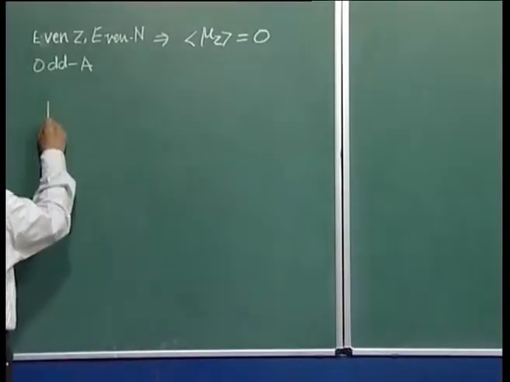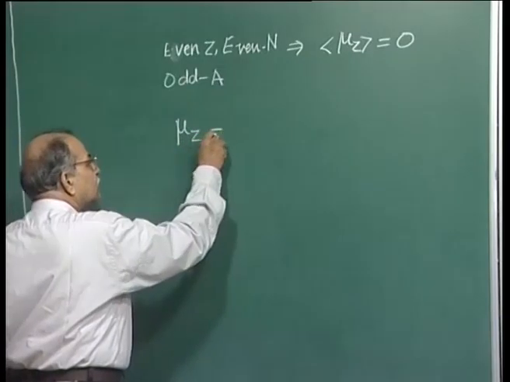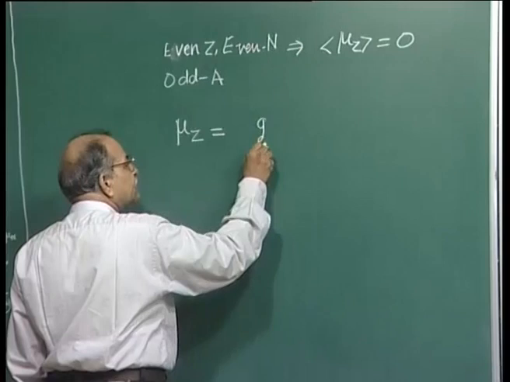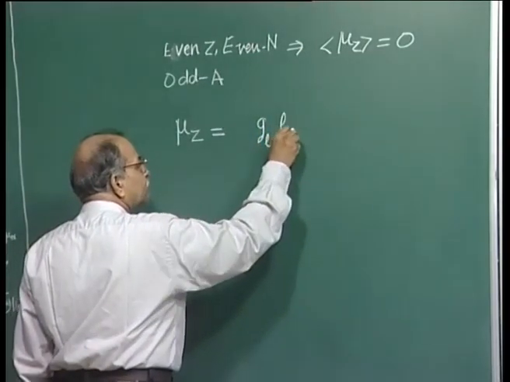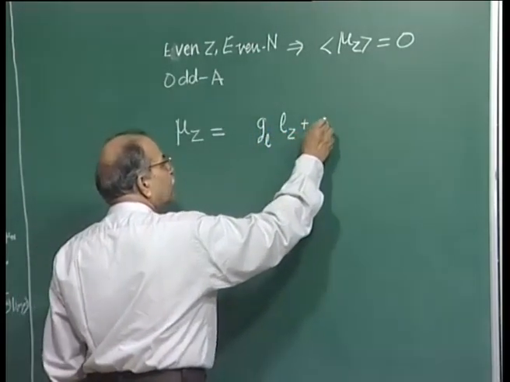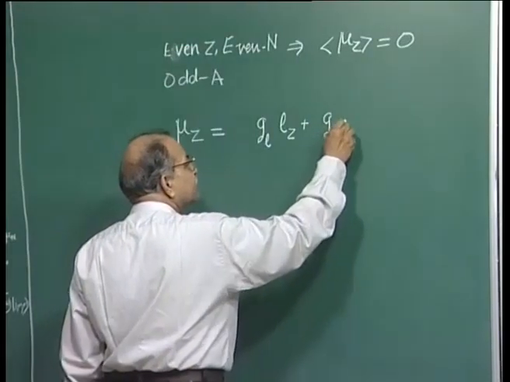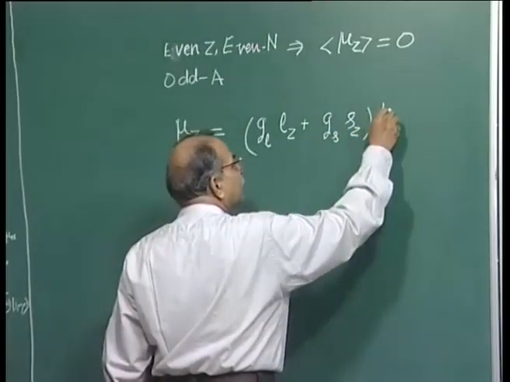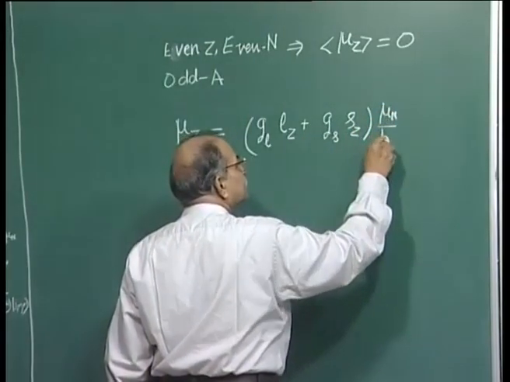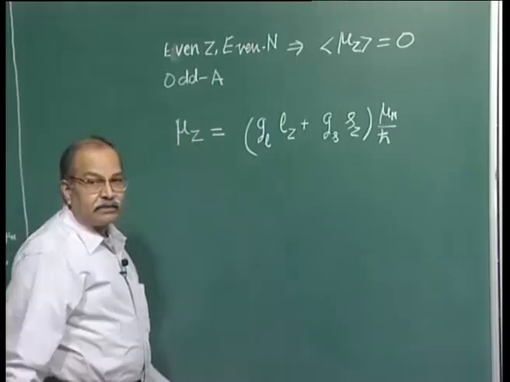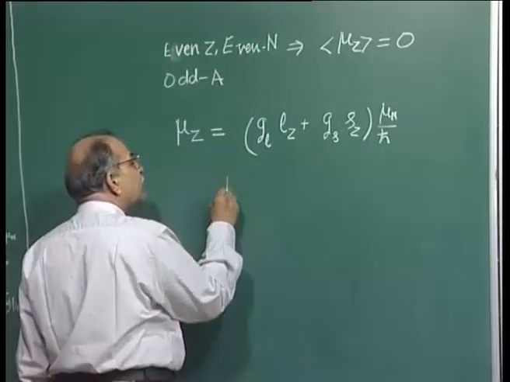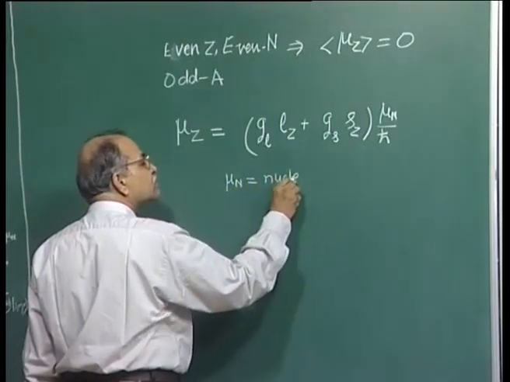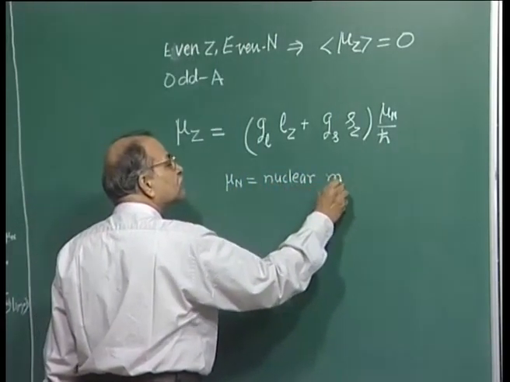And for mu z, the operator would be, remember, (g_L L_z + g_S S_z) mu_n over h cross, where this mu_n is the nuclear magneton.